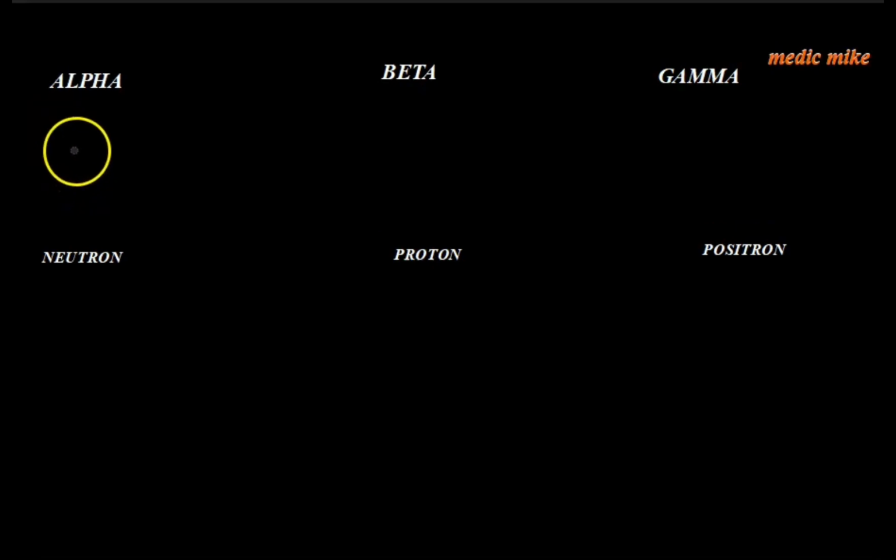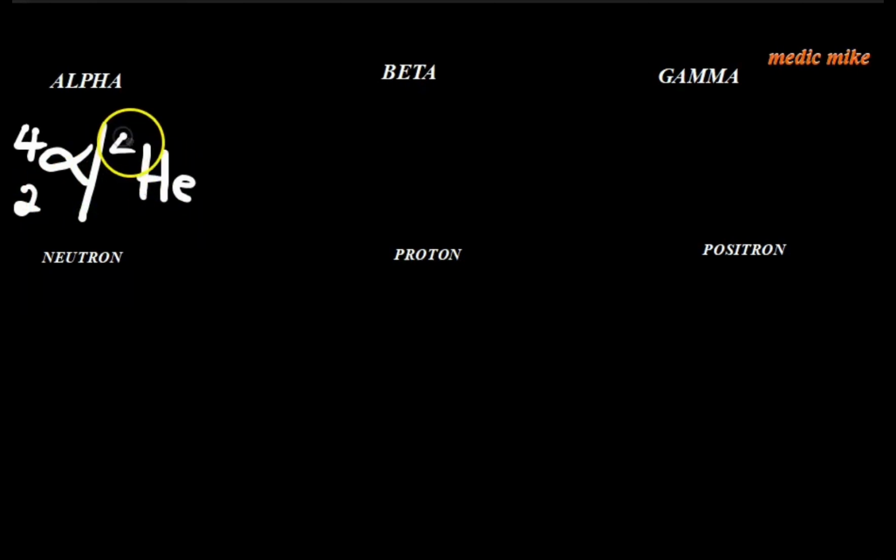The alpha particle can be represented as this, with 4 mass number and 2 atomic number. It can also be represented as the helium particle. This should be 4 and this should be 2. So this is our alpha particle, and it is positively charged. That's the charge of the alpha particle. Now the beta particle is represented as an electron, or you can say a negative electron. So this is the beta particle with 0 mass number and negative atomic number.